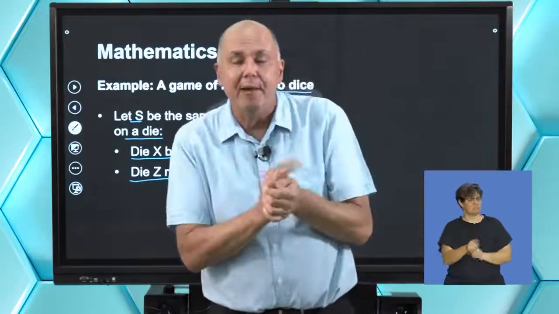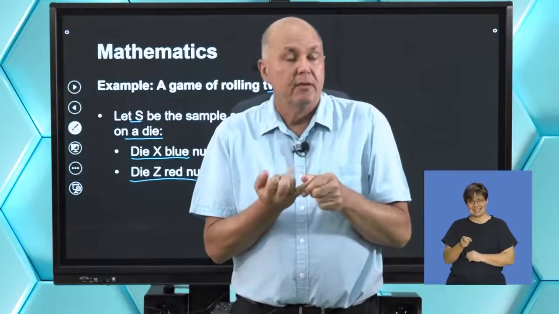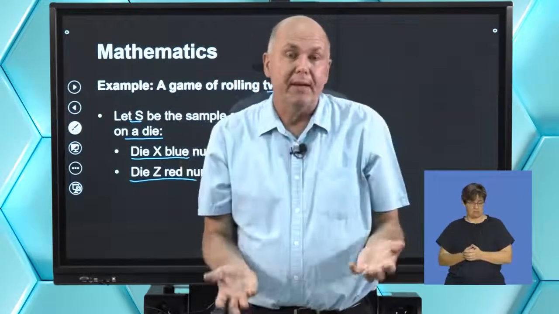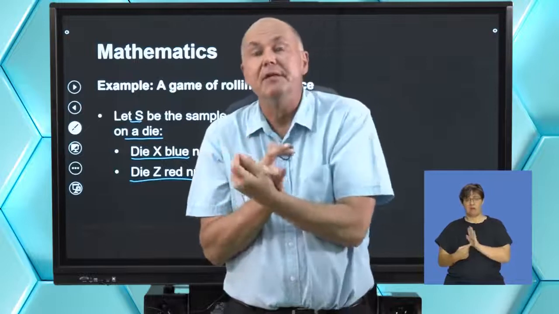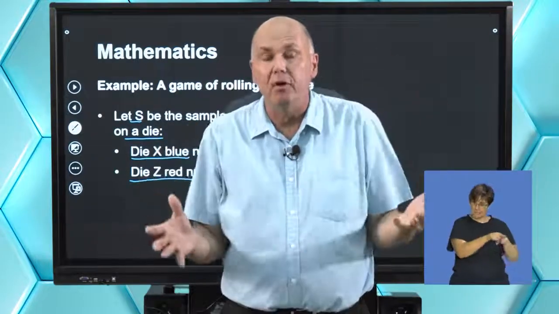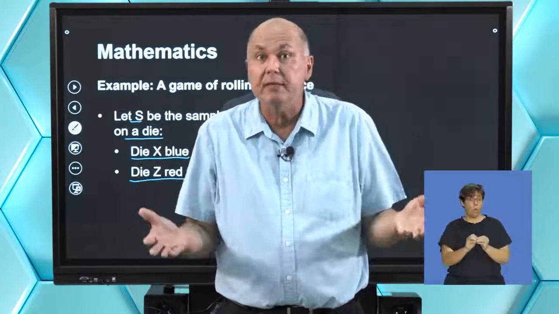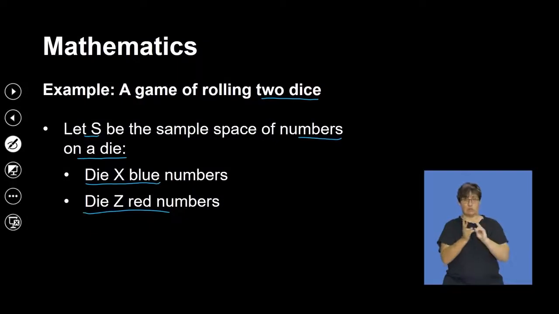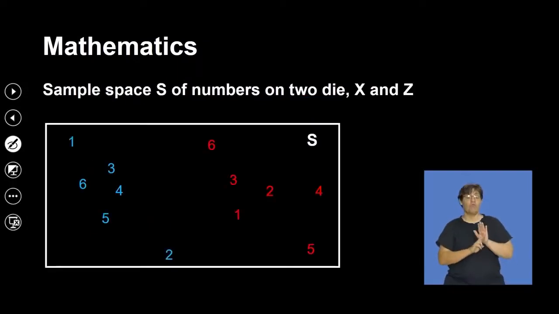The red numbers on the red die, there can be 6 of them. That would be in the sample space. And in the blue numbers, there would be 6 of them. So the total number of elements in the sample space is 12. That's right, there are 12 numbers in the sample space. And we can represent that like this. In our diagram, we can see we've got numbers 1 to 6 in blue, and 1 to 6 in the red zone.